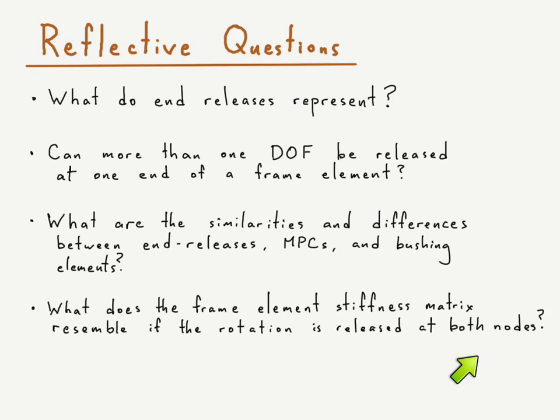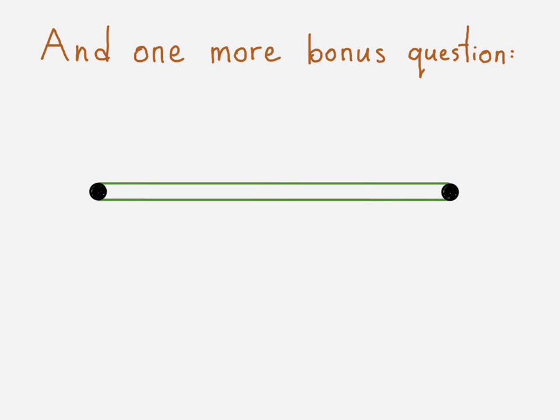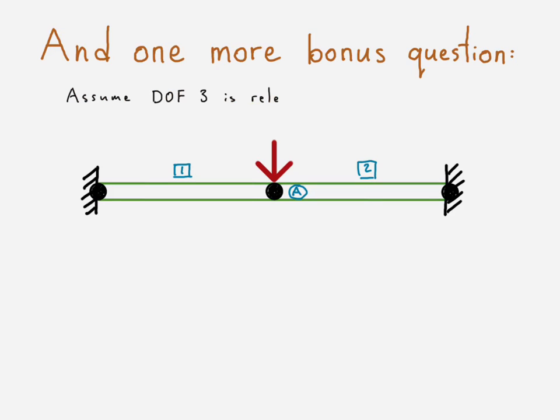All right. Now, normally this would be the end of the presentation, but I couldn't help myself. We have one more bonus question. And that is, let's assume that we have two frame elements joined together, same coincident node here. We have a fixed end on the left side, fixed end on the right side, a point load there in the center. And we're going to go ahead and assume that degree of freedom 3 is released from element 2. So that's the rotation at node A. It's released from element 2, retained at element 1, right?